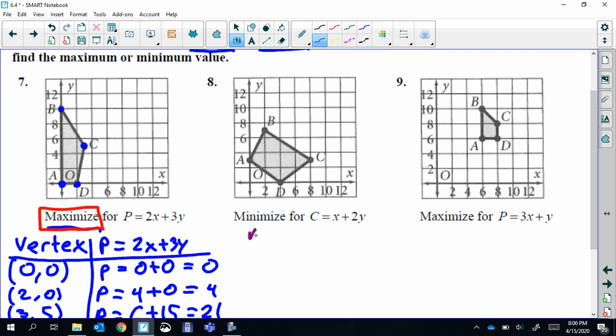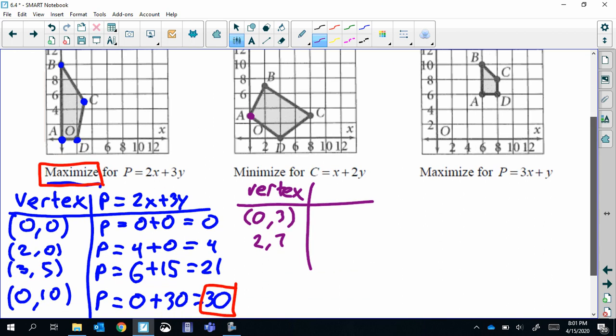So, here we go again. Vertex. We've got 4 of them, A, B, C, and D. A right there is at 0, comma, again we're counting by 2, so 0, 3. B is at 2, 7. C is at 8, 3. And D is 4, 0.